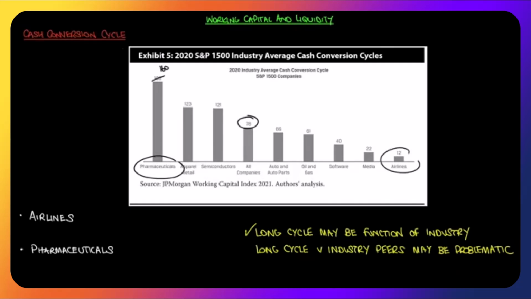Similarly, this isn't the best company in the world if you look at an airline and it's 12. It's just a function of their business model. However, if you're looking within pharmaceuticals or within airlines at their peers, then yes. If the average for airlines is 12 and you look at one and it's 28, okay, that might be problematic. Maybe you can say then they're being inefficient and look into it in a little bit more detail.